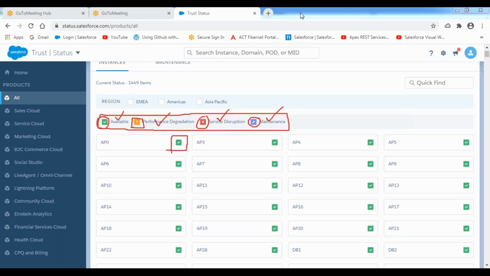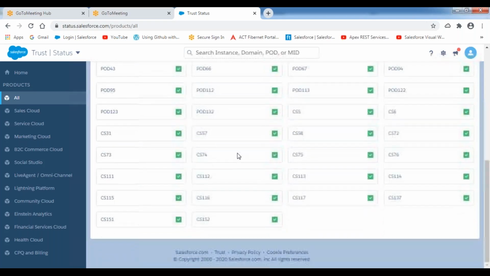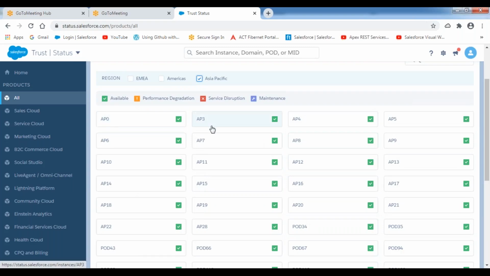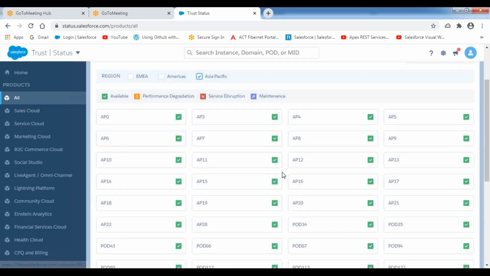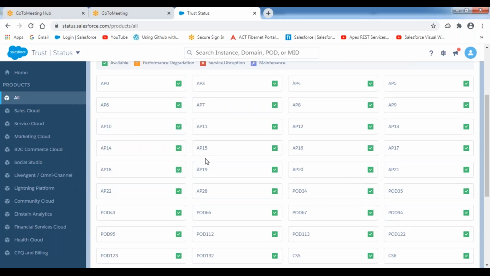Now, let's see that server's information. Suppose, for example, my data is available here. If you want to see only the Asia Pacific region servers, simply select these check boxes here. Here we have check boxes. Select that checkbox. Only the Asia Pacific region related servers will be visible. It is having AP0, AP3, AP4, 5, 6, 7, 8, like that up to AP28. So these are the various Asia Pacific region related servers available over here.